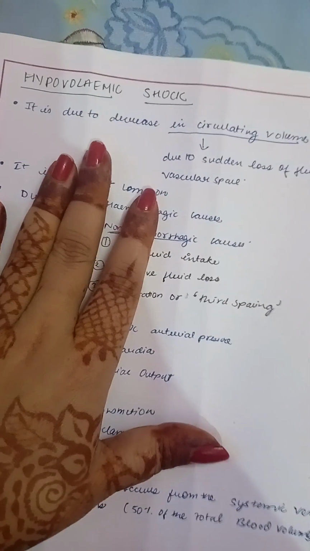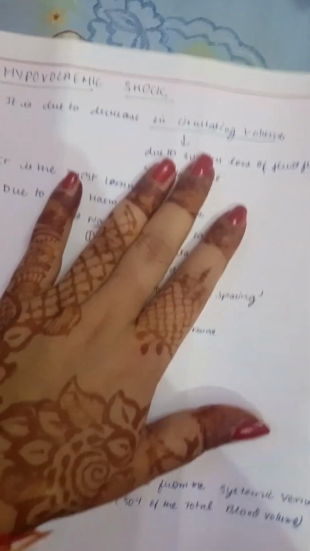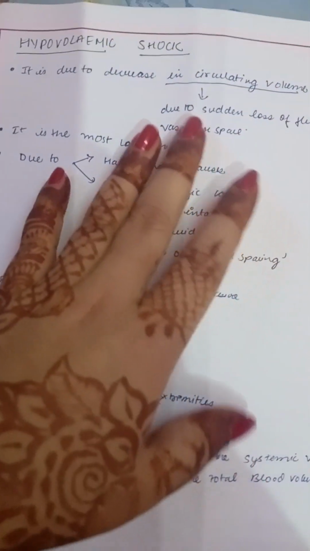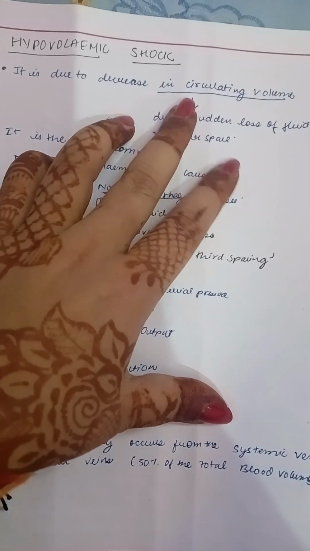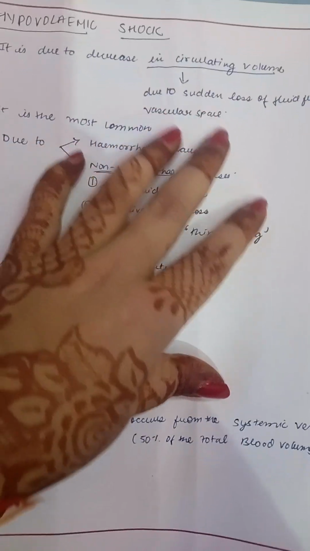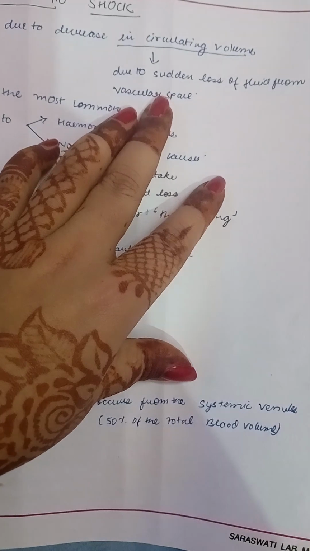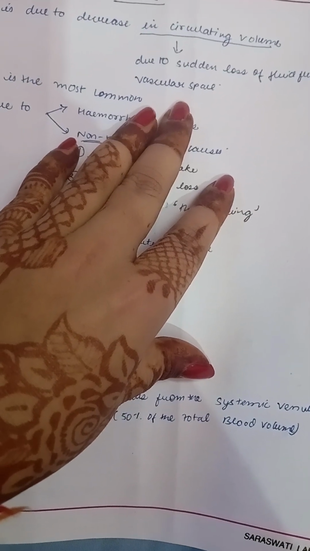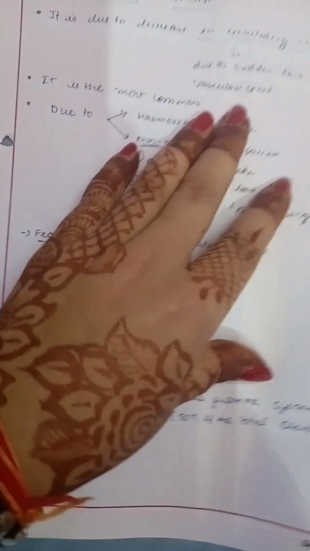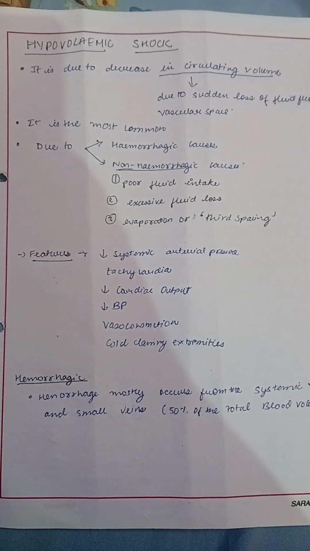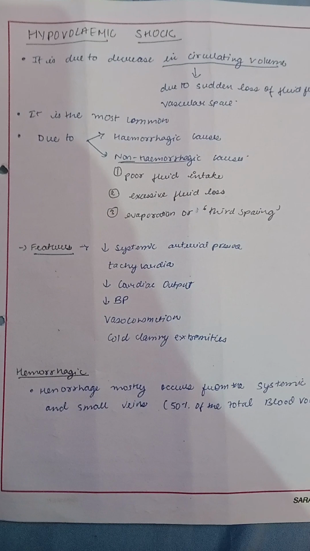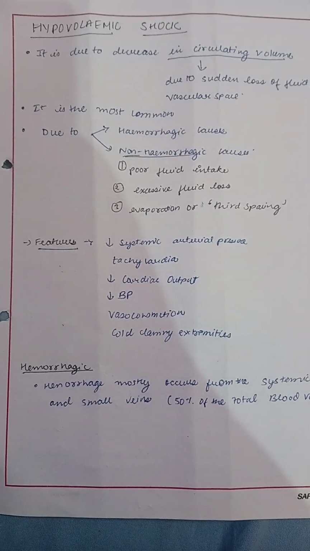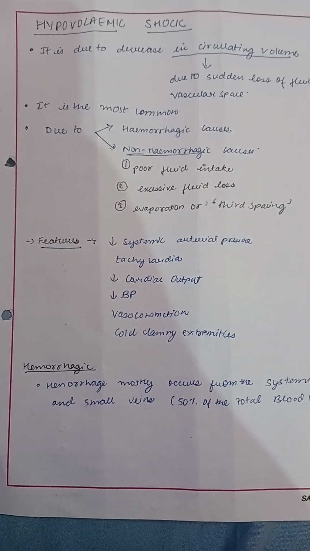Now coming to hypovolemic shock. It is due to decrease in circulating volume. What causes hypovolemic shock? There is decrease in circulating volume, which means this is due to sudden loss of fluid from vascular spaces. It is the most common type of shock. It is mainly due to 2 reasons: hemorrhagic causes and non-hemorrhagic causes.